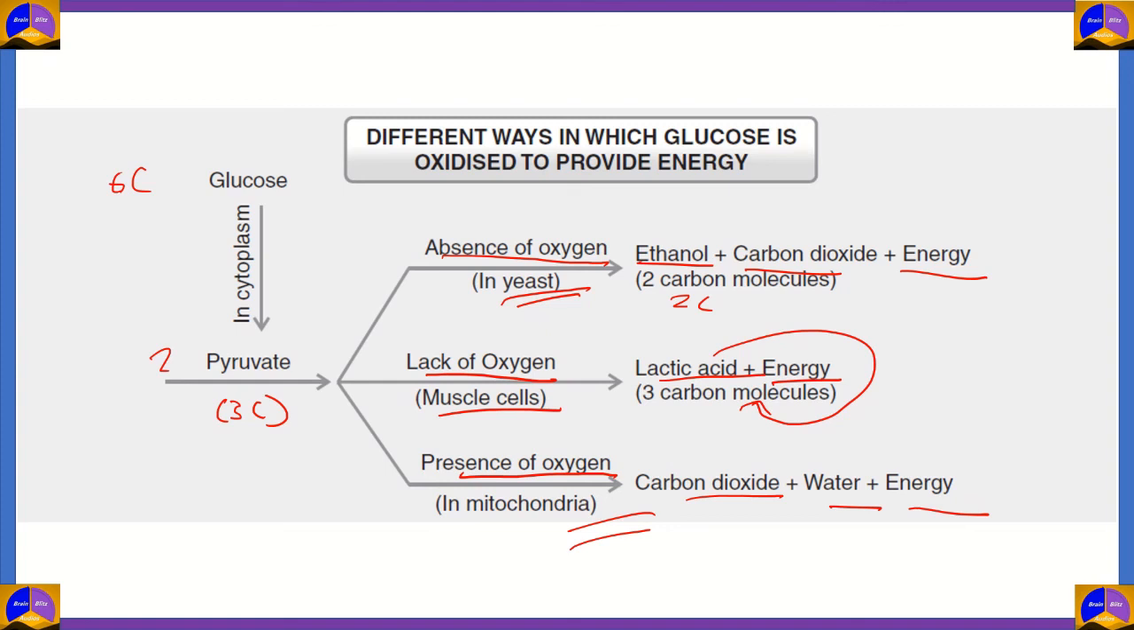So if you do not have oxygen at all, you get ethanol, carbon dioxide, and energy. If, for example, you're undergoing physical activity and oxygen is very less, you convert pyruvate to lactic acid and energy. However, if you have adequate presence of oxygen, then using the complex processes, pyruvate gets converted to carbon dioxide, water, and energy.